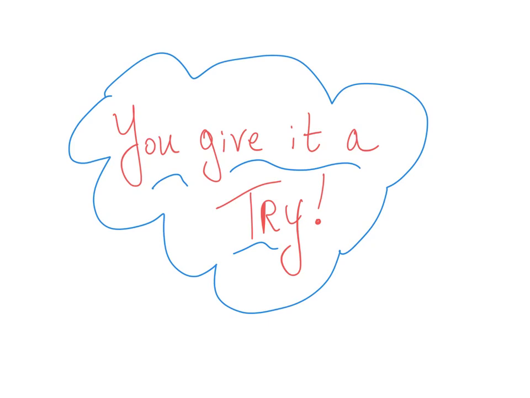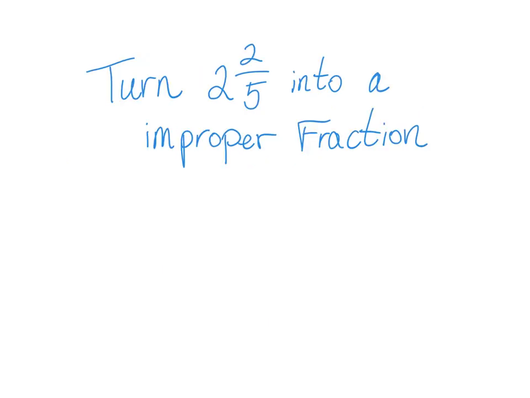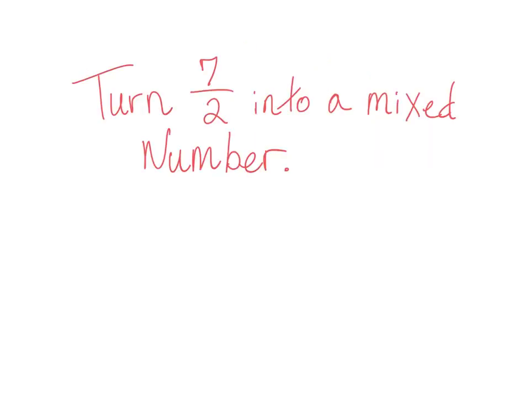All right, you guys, give it a try. Give it your best. First one, turn 2 and 2/5 into an improper fraction. You could either do it the circle of math way or pull out those wholes, those fractions that look like wholes, and add them up to get your improper fraction. Last one, turn 7/2 into a mixed number. Now you can do it by dividing or by pulling out those wholes. You get to decide.